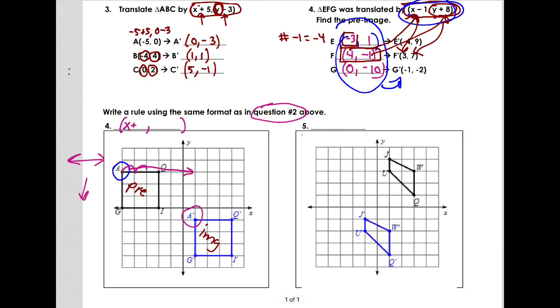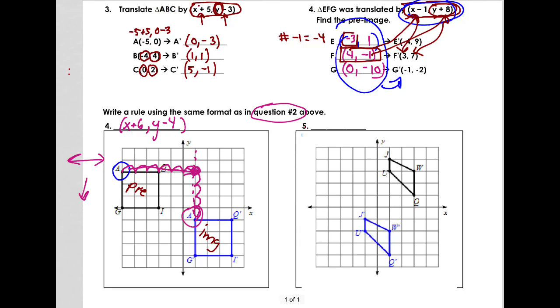So we move 1, 2, 3, 4, 5, 6 in order to get level with the new A prime. So you're just trying to get over there. So we added 6 to x. And now that we're there, this is where we would be here. How do we get down? So we're going down, which means we're subtracting 1, 2, 3, 4. So now that's y minus 4.